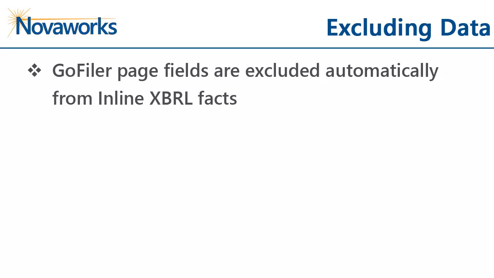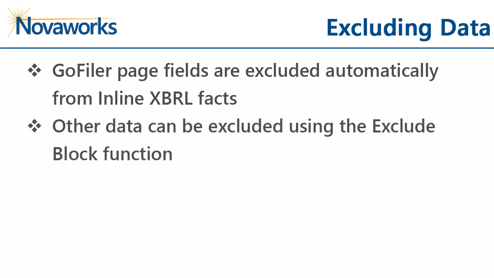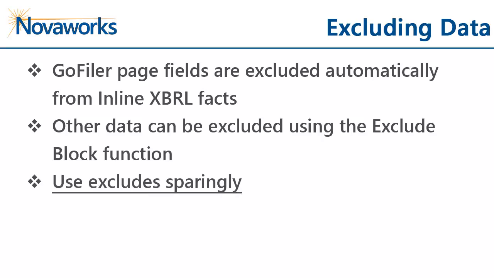The software is going to exclude GoFiler page fields automatically from the fact data. If you don't use the GoFiler page fields, or if your headers and footers are located outside those fields, you'll need to use another tool I will demonstrate in this tutorial, the Exclude Block tool. This function simply marks the block to be excluded from any text block facts that would otherwise contain the data. The Exclude Block function should be used sparingly, or, in most cases, not at all.